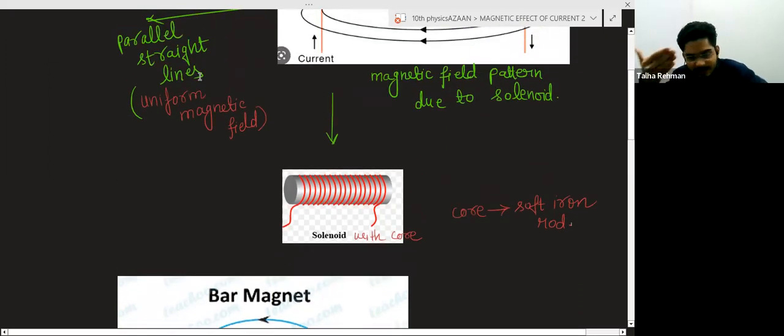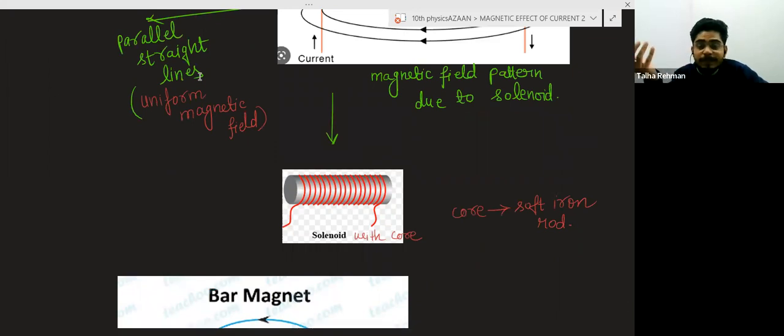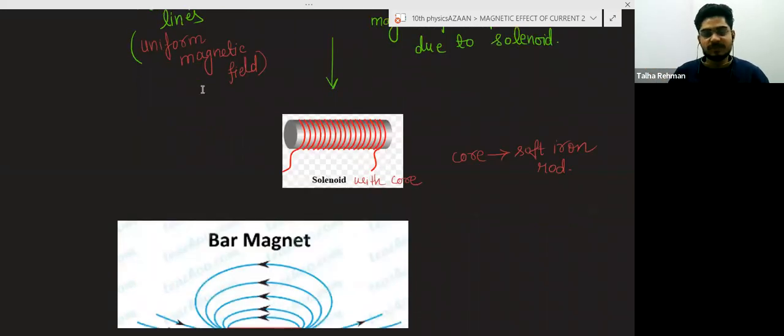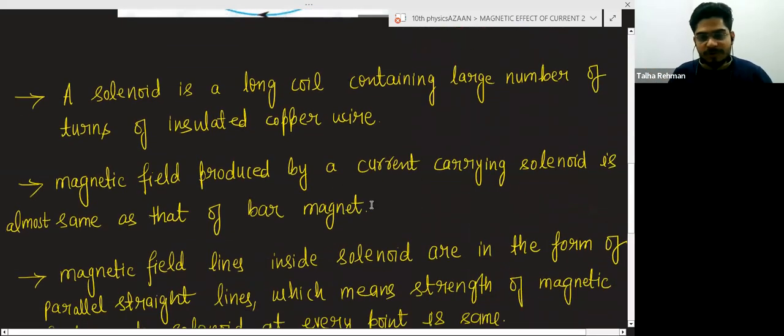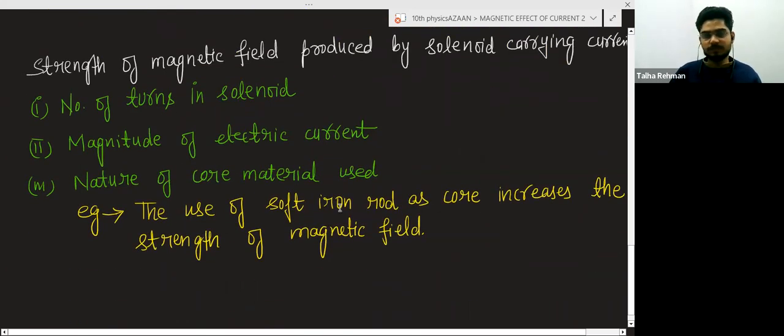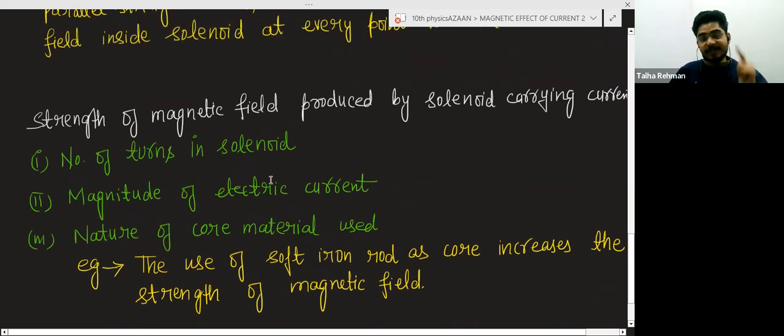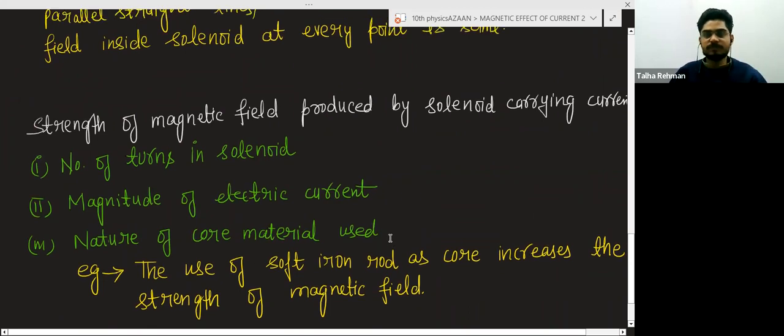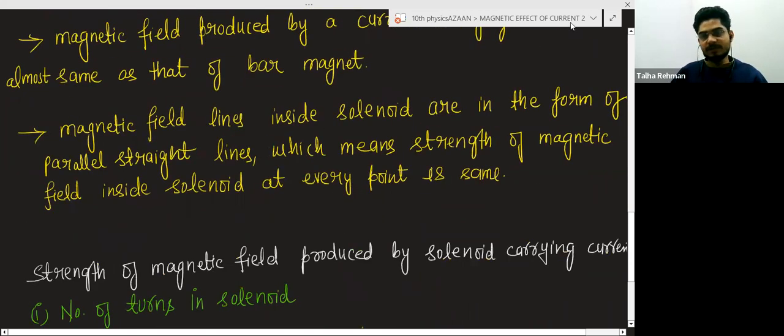With different core material, the magnetic field will be different because the magnetization and demagnetization will be different for different materials. So the use of a soft iron rod as a core increases the strength of the magnetic field. So basically the strength of the magnetic field due to a solenoid carrying current depends upon the number of turns in the solenoid, the magnitude of the electric current, and third, the nature of the core material used.